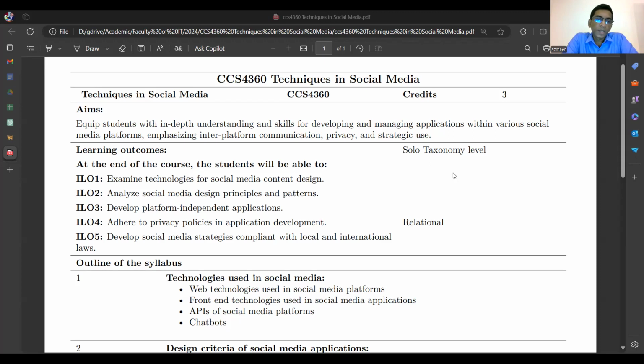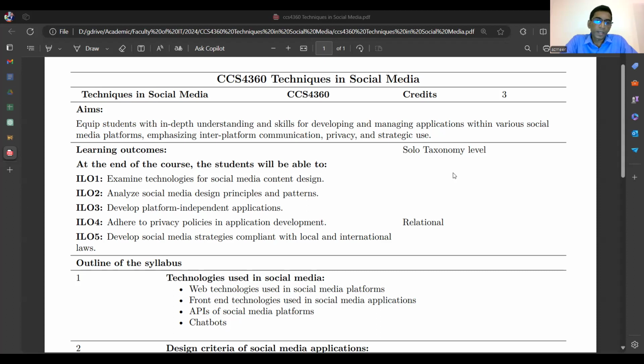And then number 2 is analyze social media design principles and patterns. So what are the design principles used in social media? Now, design principles, we're not actually talking about graphic design here. You may have learned under software engineering, the design, right? Software engineering design. So what are some of the designs and patterns used in social media?